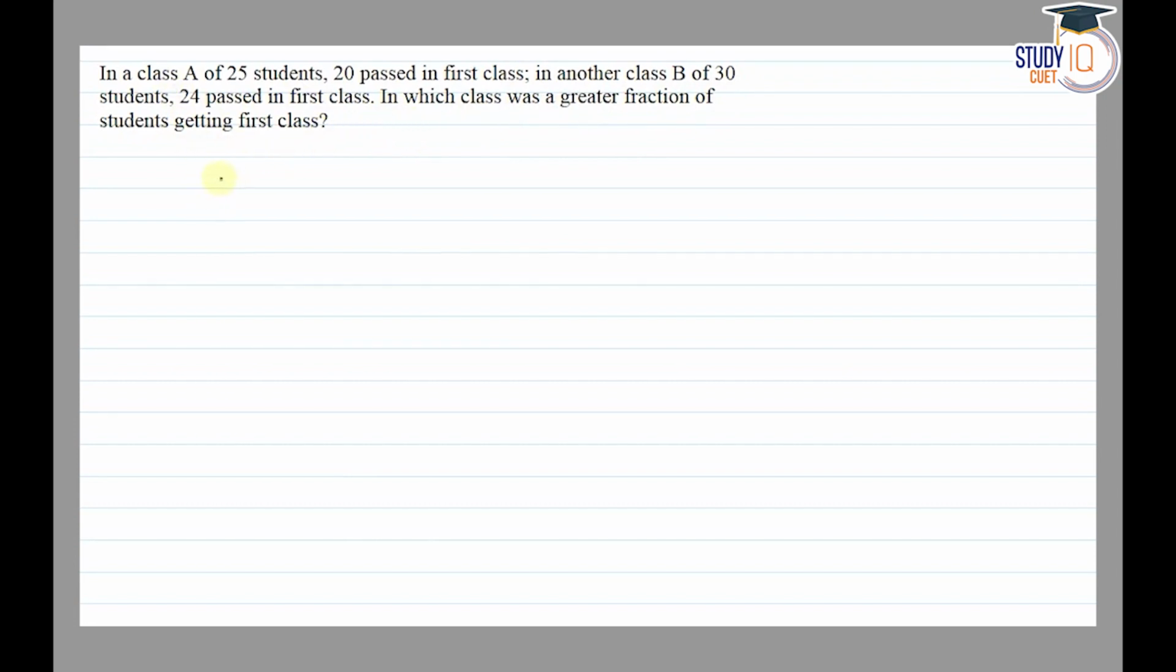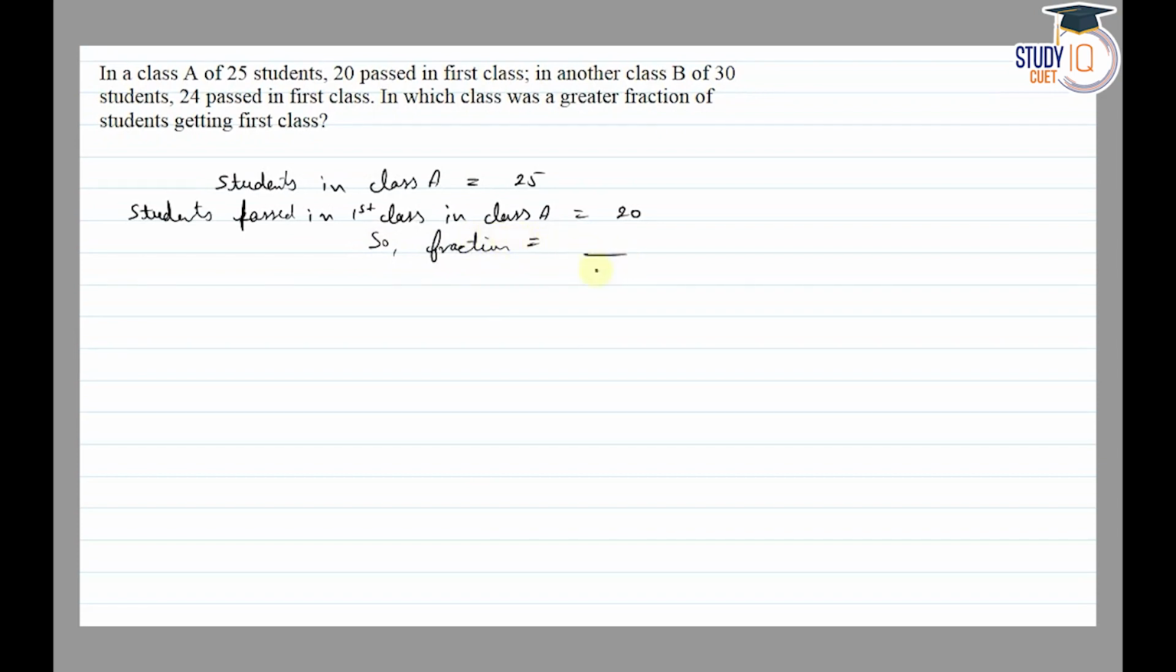So firstly, we are given the students in class A. Total 25 students, and the students passed in first class in class A is equal to 20. So the fraction is equal to the first class passed students upon the total. Cancelling out by 5, it becomes 4 upon 5. So the fraction will be 4/5 for class A.